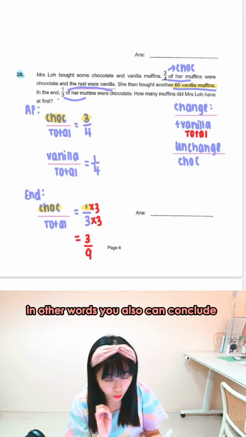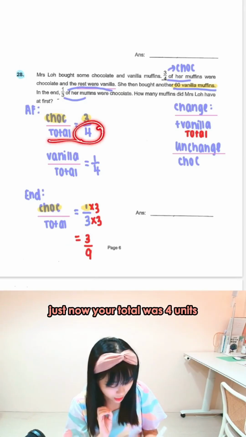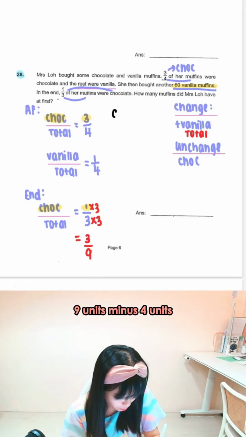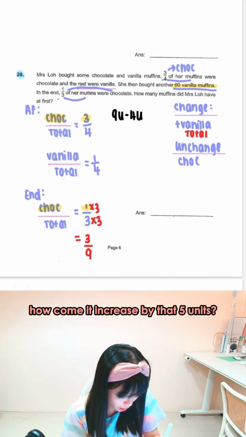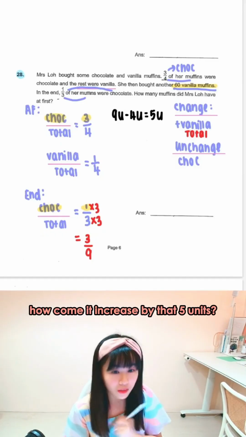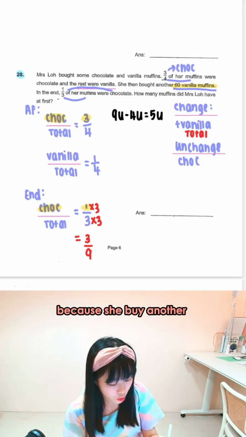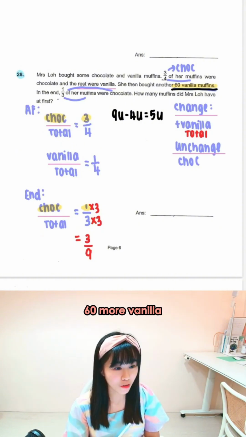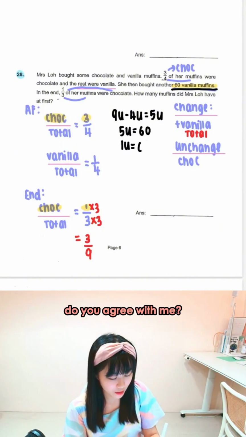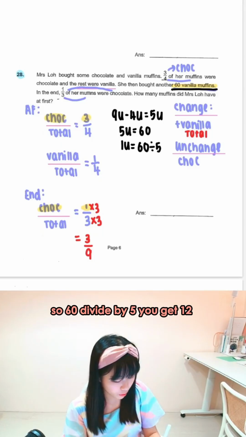Which, in other words, you also can conclude just now your total was 4 unit. Now your total is actually a 9 unit. 9 unit minus 4 unit. How come it increased by that 5 unit? It increased by the 5 unit because she buy another 60 more vanilla. Do you agree with me? So 60 divided by 5, you get a 12.